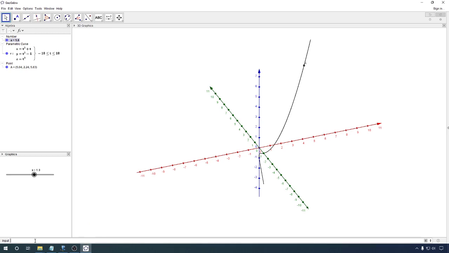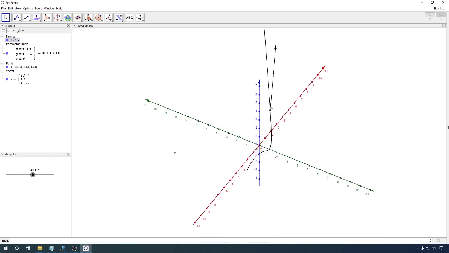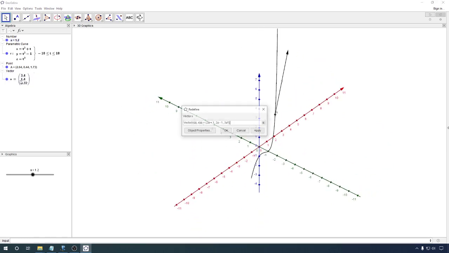And then I'm going to go ahead and put in my velocity vector. I'm going to call it v. It's the vector that points from the point R of a, and then we add on the displacement of our velocity vector. And remember that had components of 2a plus 1, 2a minus 1, and 3a squared. And let me adjust it so you can see it better. There we go. So it's pointing along the curve, or maybe I mistyped something.